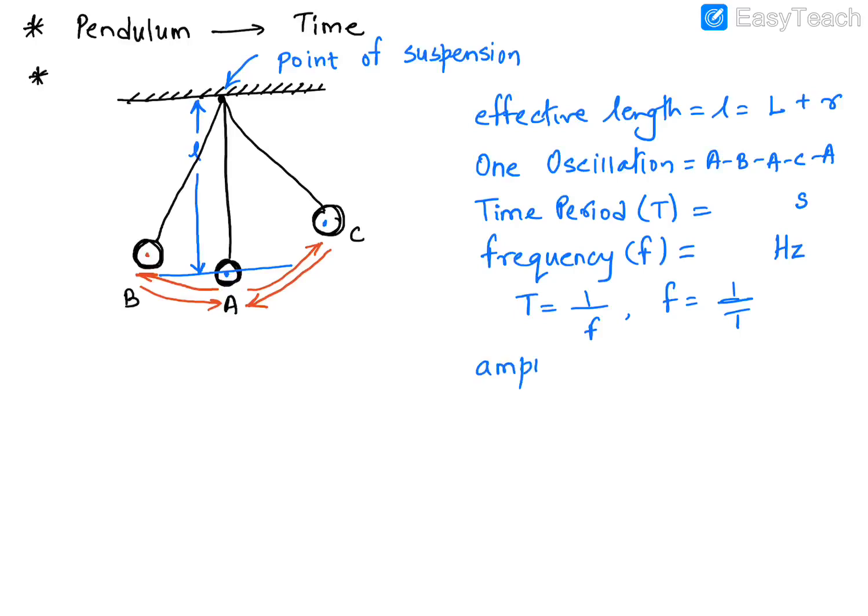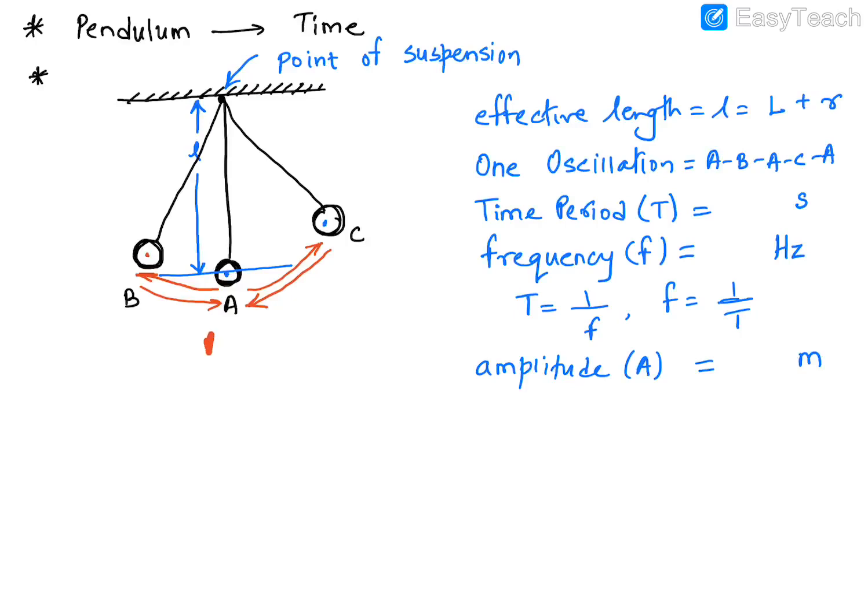And the last term is the amplitude. What do you mean by amplitude? First of all, it is given by the capital letter A, and its SI unit is meter. Amplitude is the maximum displacement from the mean position on either side. So this distance, look, from A to C, is called amplitude. In the same way there is also amplitude on the other side, from A to B. Got it? The maximum displacement from the mean position to either side is called amplitude.